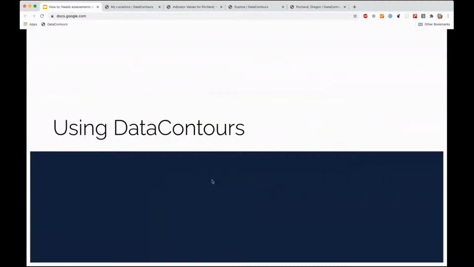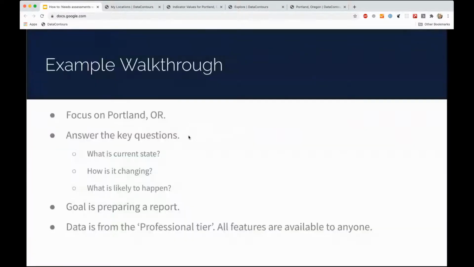Okay, so let's talk about using DataContours. For today, we're going to do an example, which would be how would we think about an analysis for Portland, Oregon. This is where we're actually based, so we're pretty familiar with the community. We want to answer the key questions that we just talked through. What's the current state? How is it changing? What is likely to happen? And the goal would be preparing a report.